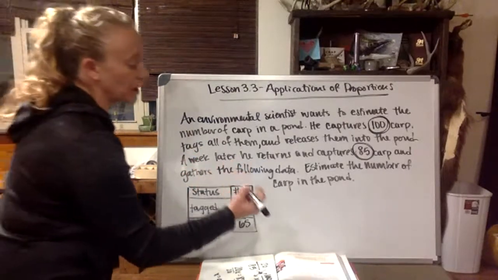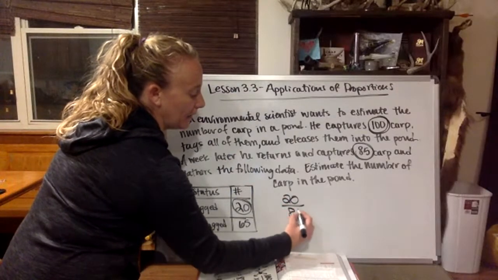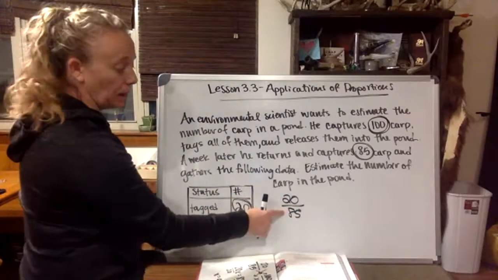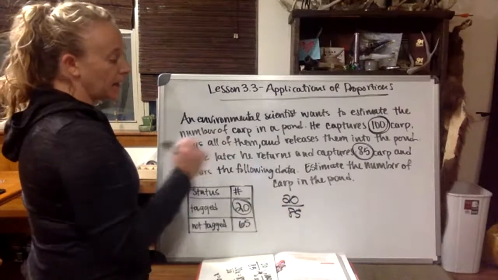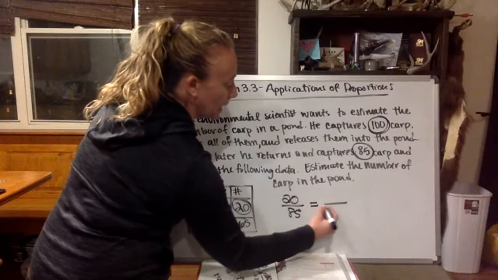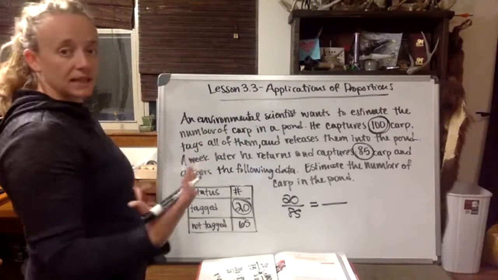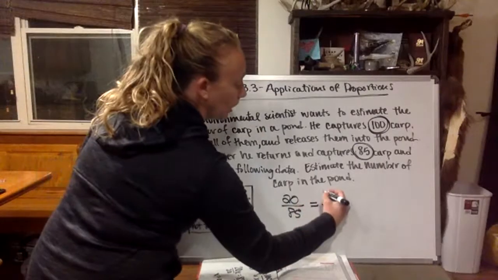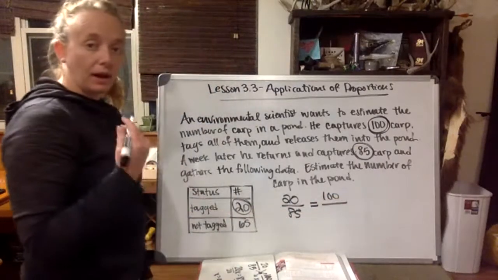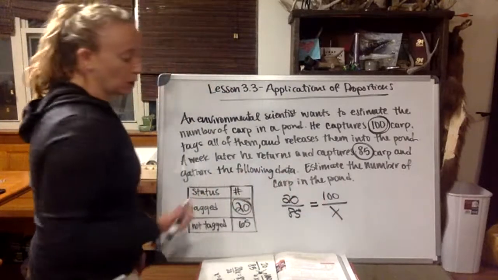Essentially we have 20 tagged carp out of the 85 that he caught. His sample is 85, and 20 of those carp were tagged. Now he knows that in that pond, as long as no fish has died or escaped, there are still 100 carp in there that have tags. So now we're going to set up this proportion.